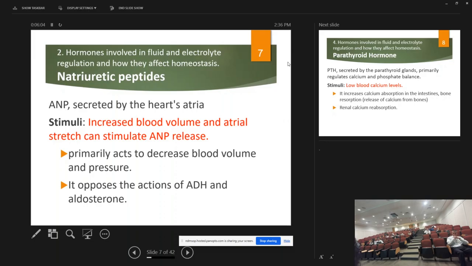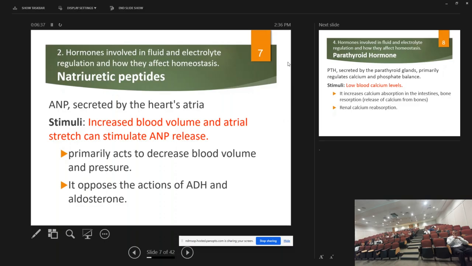So an increase in blood volume, the atria is going to stretch, and that will stimulate the release of ANP. This ANP release is to decrease the blood volume and blood pressure so that it can bring it back to homeostasis. So it is kind of the opposite action of ADH and aldosterone. These two regulations are important for maintaining the blood volume and also the sodium and the osmolality.